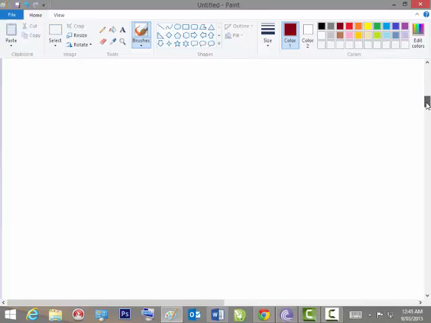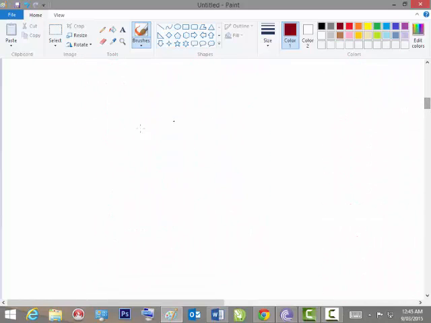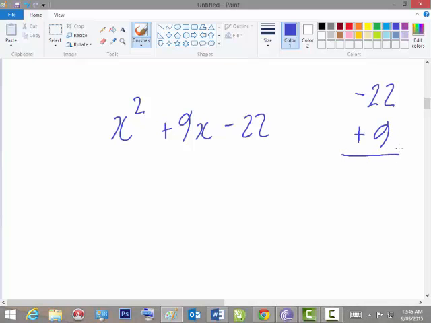One more example. Different color. What color should I choose? Blue. X squared plus 9x minus 22. Maybe you can work it out before me. Two numbers, when multiplied together, give you negative 22. When added together, they give you positive 9.